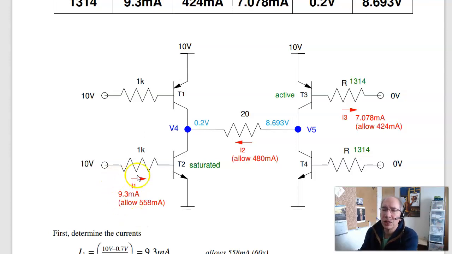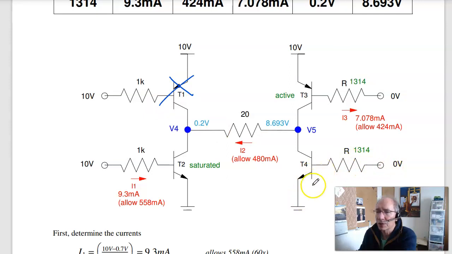Well, let's start out with which transistors are turned on and which ones are off. Pretty clearly T1 is turned off because there's no voltage across that diode. And T4 is off. Again, 0 volts to 0 volts, no voltage across this diode. Transistor 2, I've got 10.7 volts across the silicon diode, 9.3 volts at 1K, gives you 9.3 milliamps. If the current gain is 60, that allows 558 milliamps to flow.